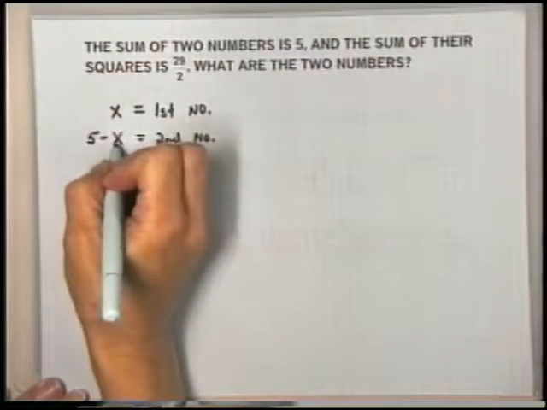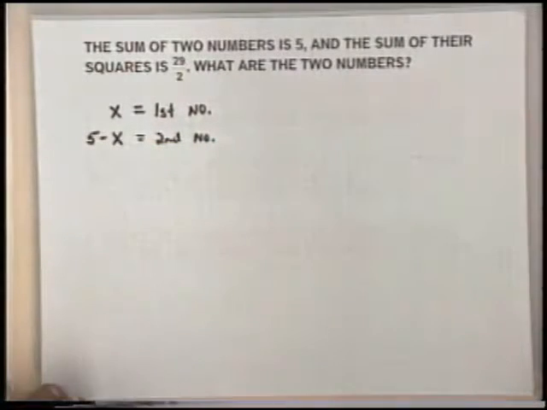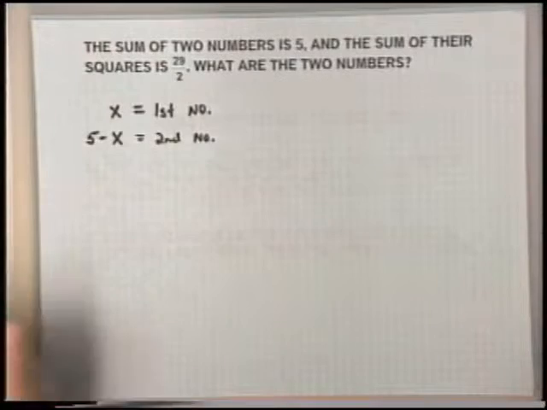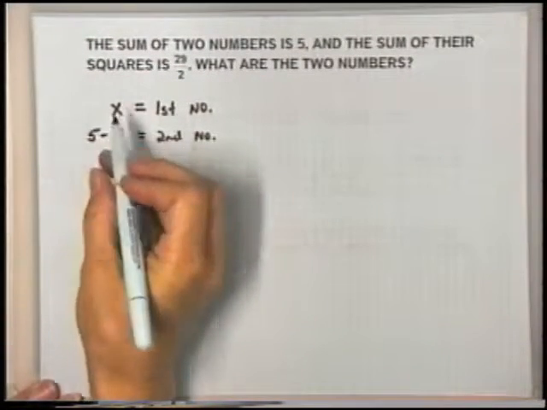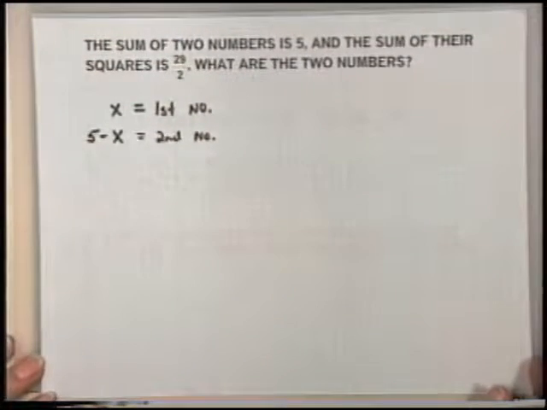Notice I said subtract x from 5. It's very important that we write this in the correct order. We must take our known number x from 5 to get our second number here.